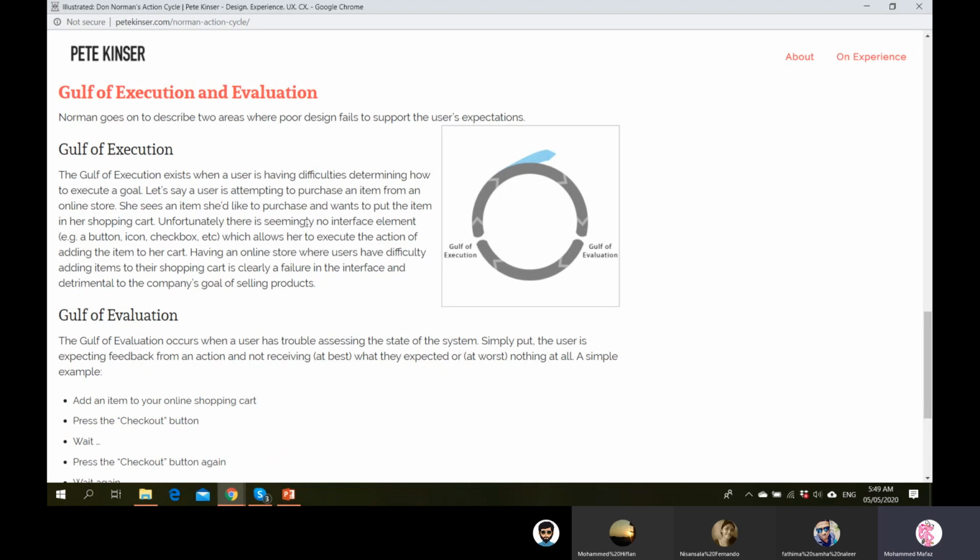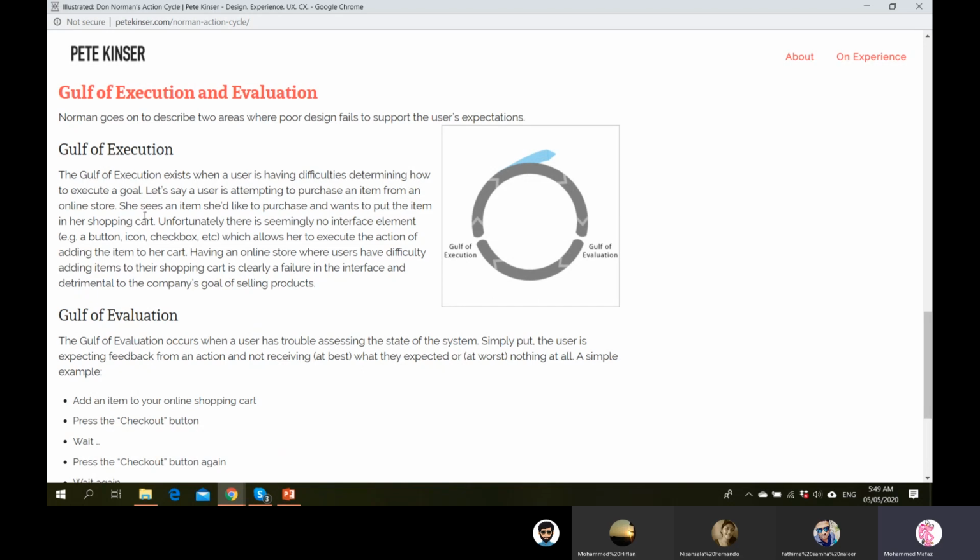Unfortunately, there is seemingly no interface element, for example a button, icon, checkbox, or anything, which allows her to execute the action of adding the item to her cart. See, the intention is there, but the interface is not providing the way to execute the action. So having an online store where users have difficulty adding items to their shopping cart is clearly a failure in the interface and detrimental to the company's goal of selling products.